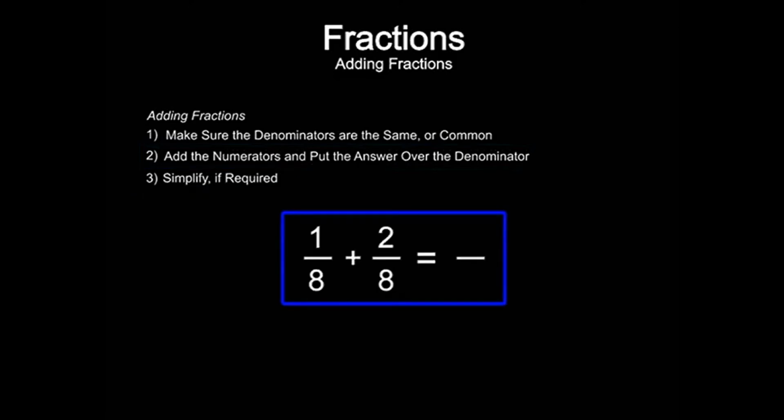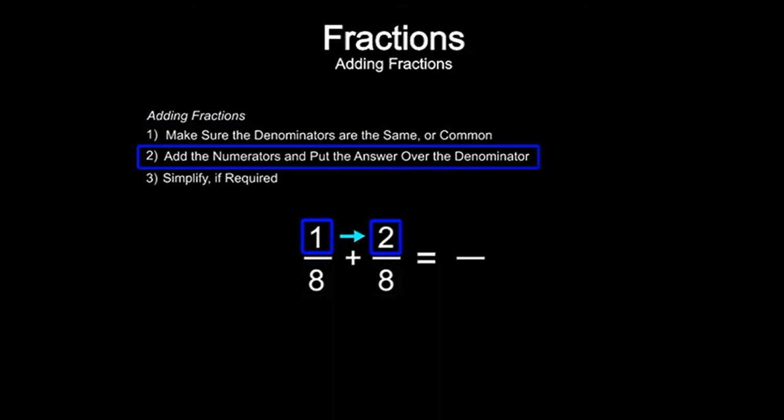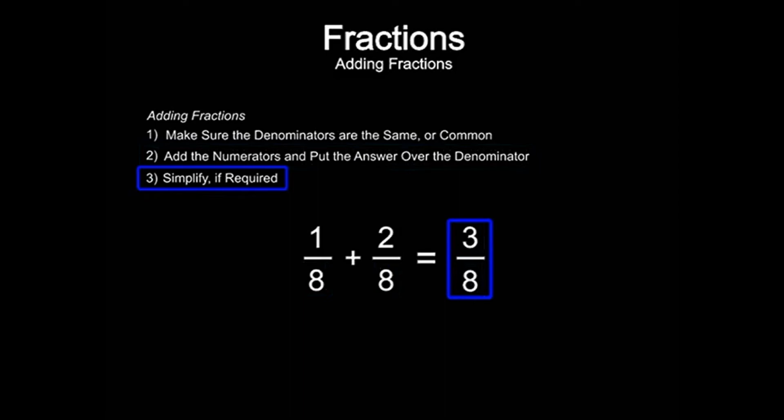Let's add 1/8 and 2/8. Check that both denominators are the same. In this case, they are. Add the numerators, 1 plus 2, which equals 3. Put this answer over the original denominator of 8. Since 3 and 8 cannot be divided equally, we don't need to simplify.